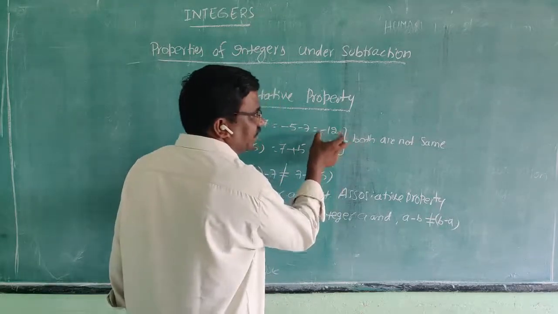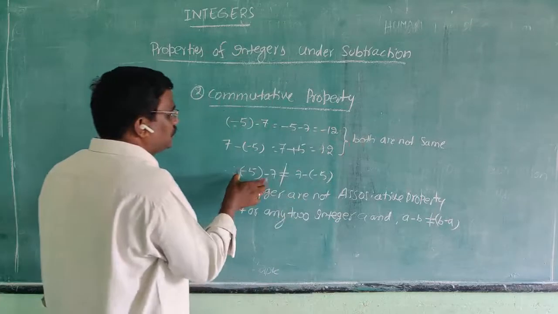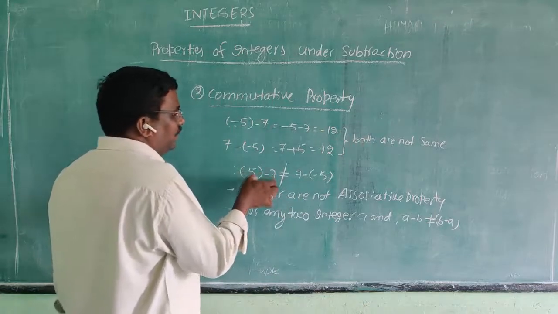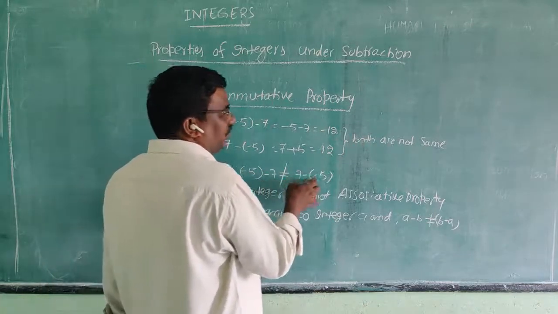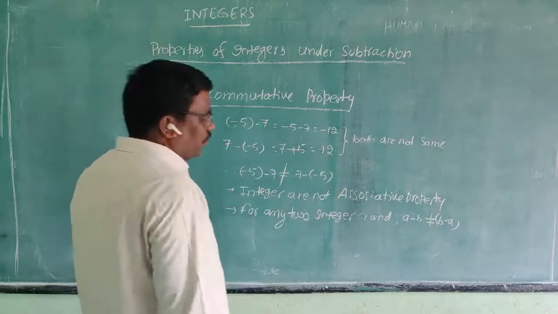This is a negative integer. This is a positive integer. So minus 5 minus 7 is not equal to 7 minus of minus 5. Integers are not commutative under subtraction.